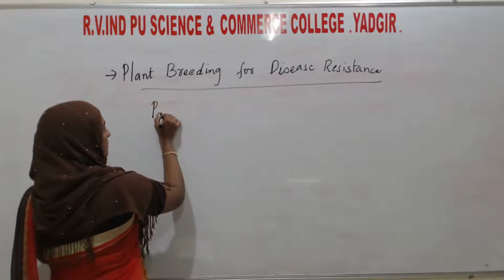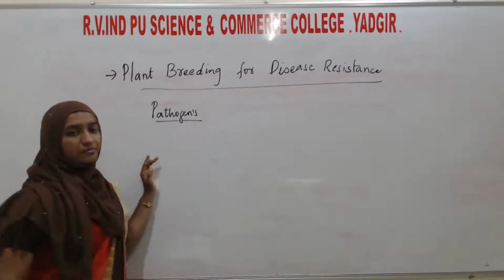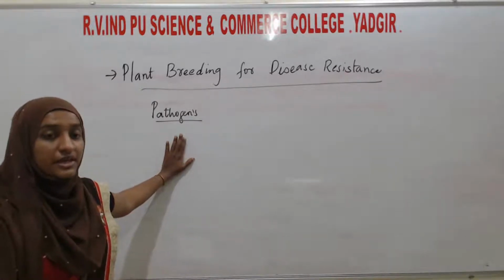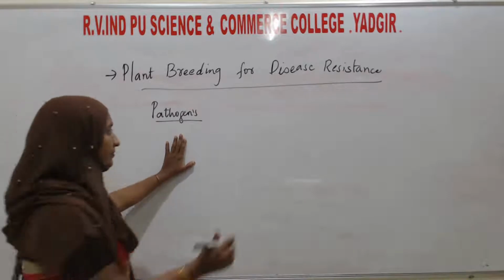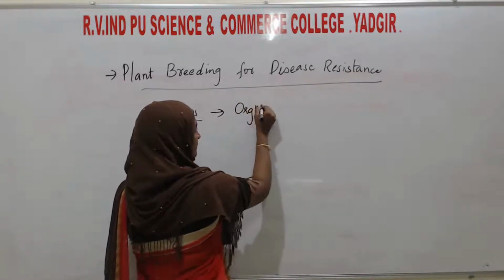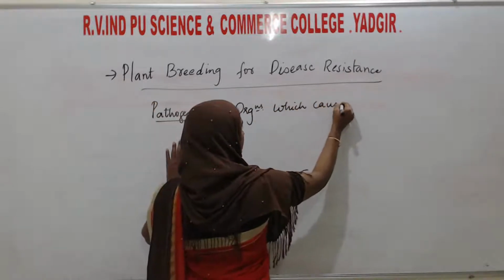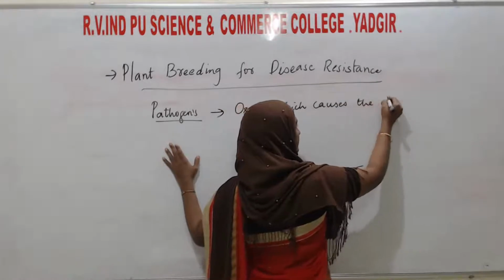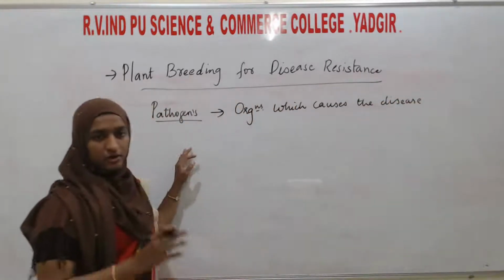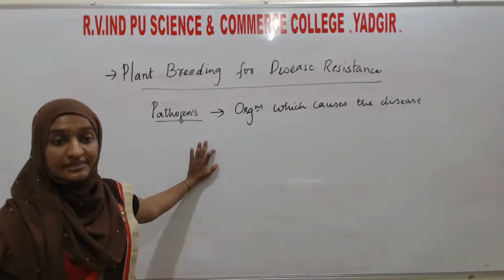What is the pathogen? Here in the plants, there will be some specific agents which cause the diseases. Here, agents are the organisms which cause the diseases. So, what are the pathogens or the organisms or the agents which are going to cause the diseases?